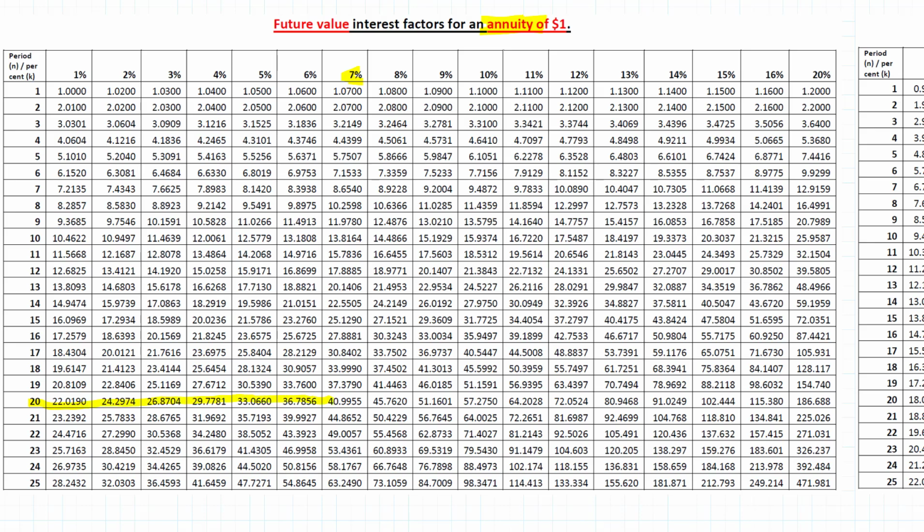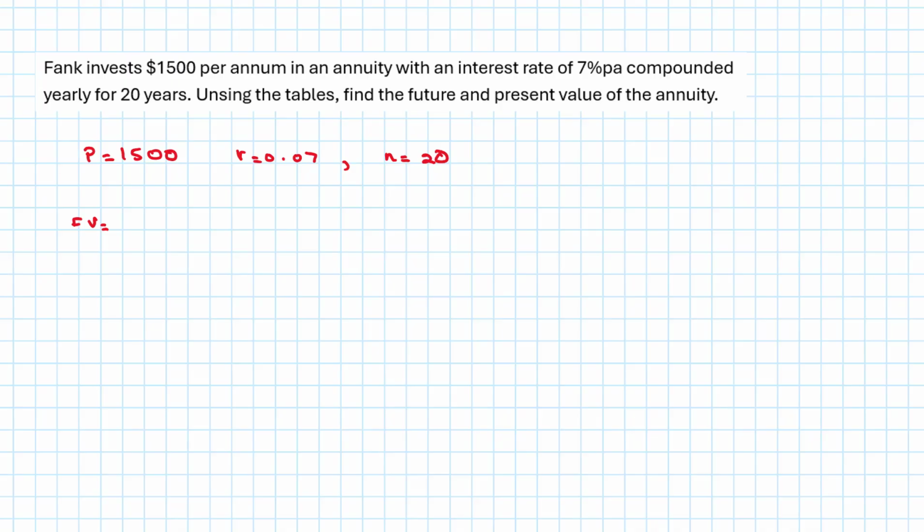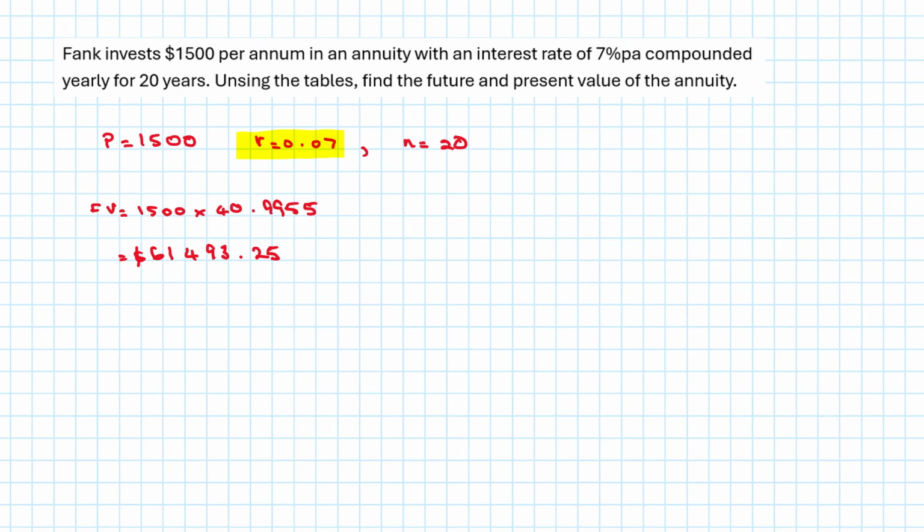So if I go across until I get to my column, I get 40.9955. So going back to my work, my future value is 1,500 times 40.9955. And when I do that calculation, I get $61,493.25.